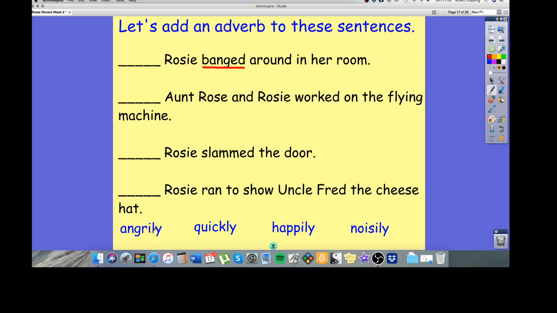Did she angrily bang around her room? Did she quickly? Did she happily? Did she noisily? Okay, you're not writing this down. I just want you to have a think. Which one do you think fits that sentence? Now, there are a couple that could fit, but which one fits better? Okay, have a little chat to your grown-up. Pause it if you need to, but I'm going to tell you the answer in about 5 seconds.